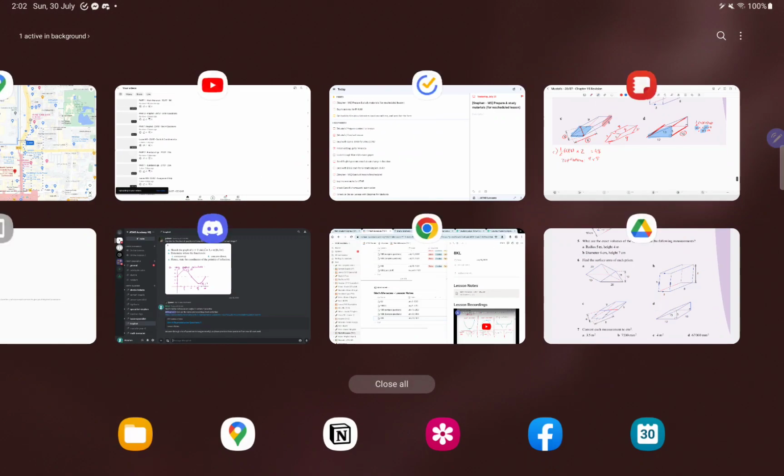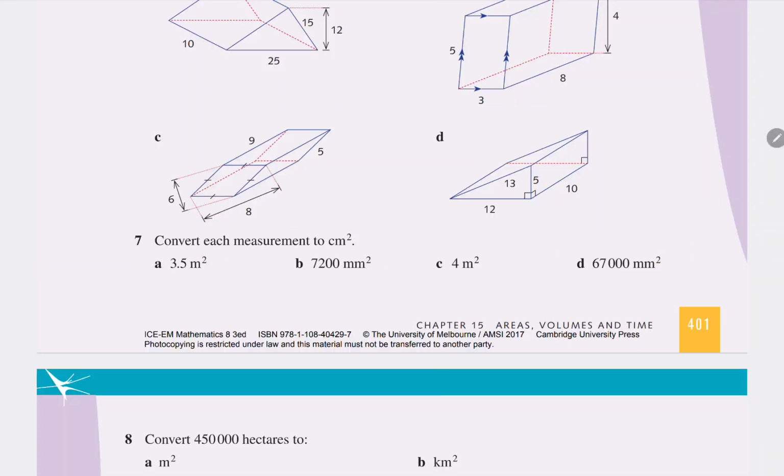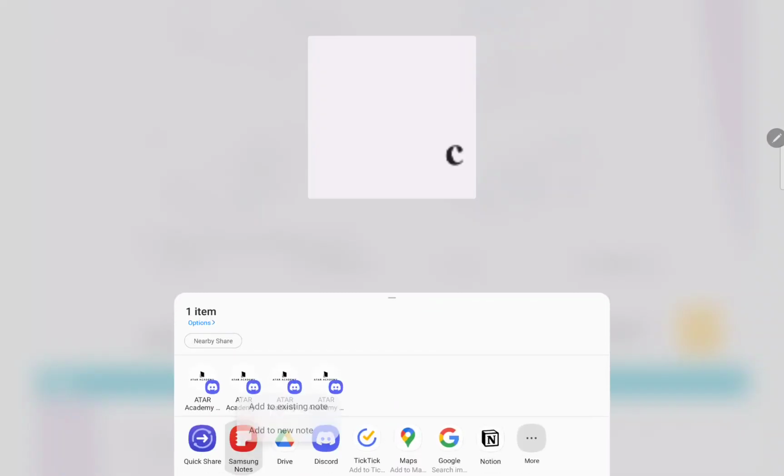Alright, so that's question 6. How do you convert these units to centimeters squared? What did you learn at school?